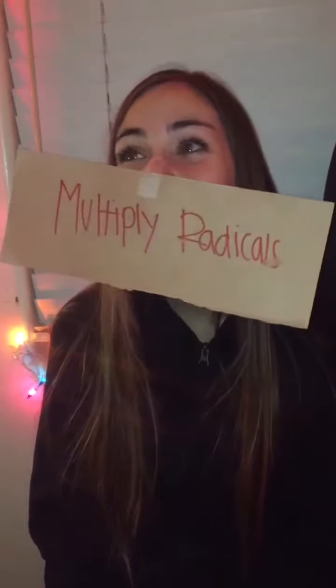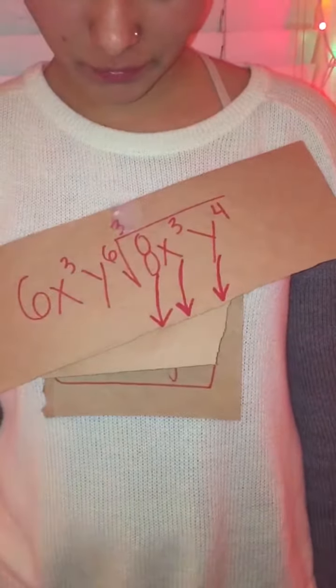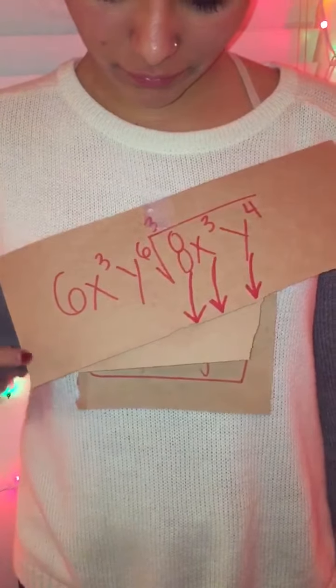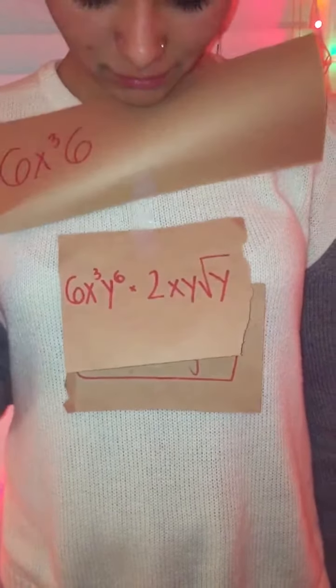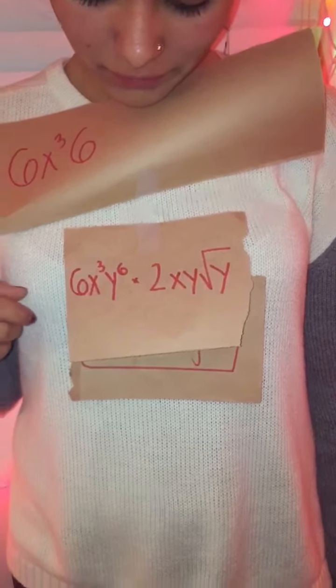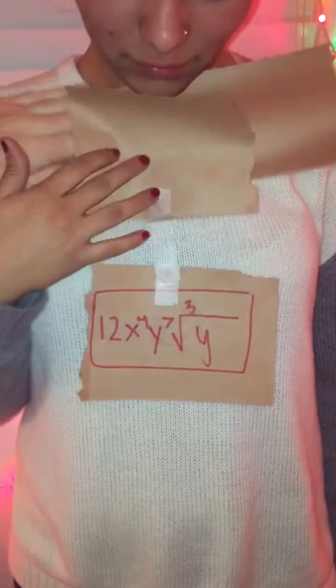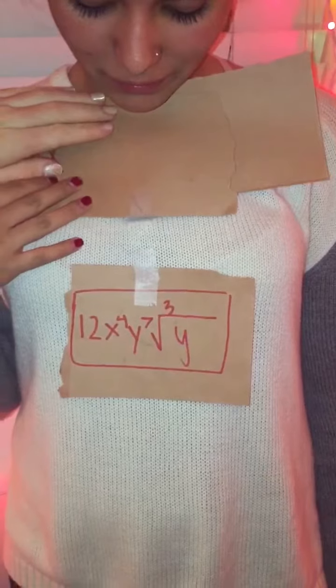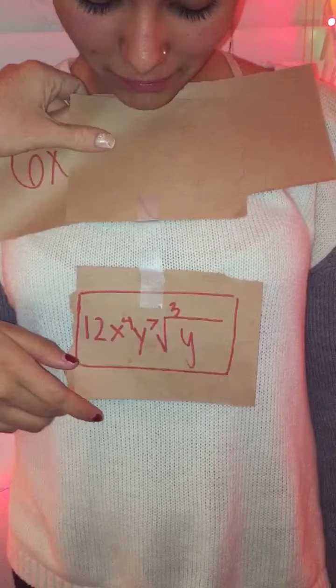Alright, multiplying radicals. 3x squared y cubed times a radical of 4xy squared times 2xy to the fifth radical 2x squared y squared. First, since there's a 3 above the radical, you take 3 of every digit out of the radical. You're left with 6x cubed y to the 6 times 2xy square root of y. Then, your final answer would be 12x to the fourth y to the 7th, square root of y.